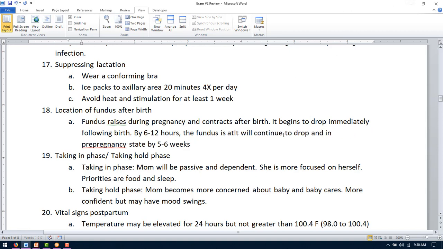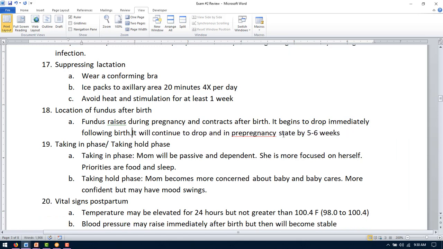But make sure you're looking at the resources I put out there about where the fundus is and what day and right after. So taking in, taking hold phase, make sure you know those.